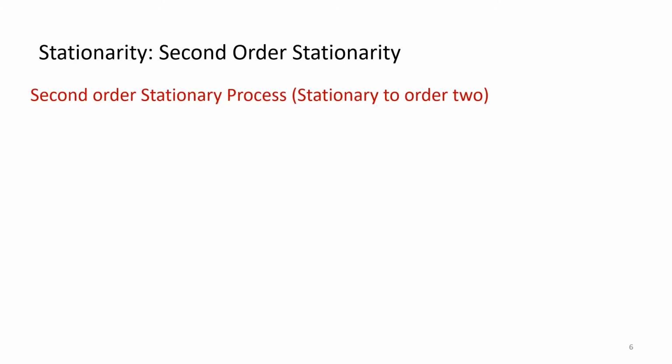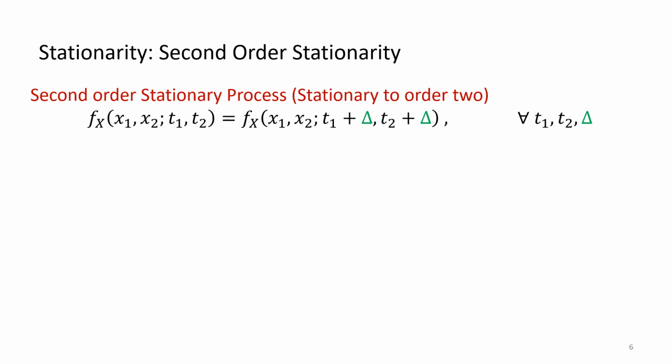Now, we can also define the stationarity on the second order. For second order stationarity, or we say stationary to order 2, the joint PDF evaluated at two different instances of time still maintains its relation, even if you shift with delta t.